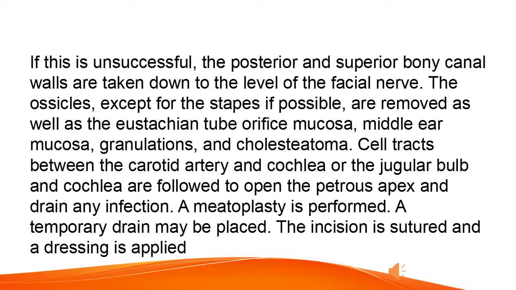If this is unsuccessful, the posterior and superior bony canal walls are taken down to the level of the facial nerve. The ossicles, except for the stapes if possible, are removed as well as the eustachian tube orifice mucosa, middle ear mucosa, granulations, and cholesteatoma. Cell tracts between the carotid artery and cochlea or the jugular bulb and cochlea are followed to open the petrous apex and drain any infection. A meatoplasty is performed. A temporary drain may be placed. The incision is sutured and a dressing is applied.